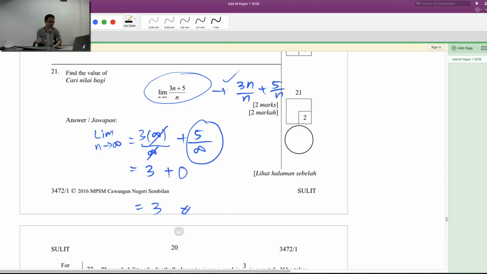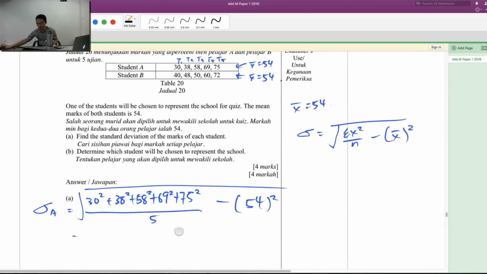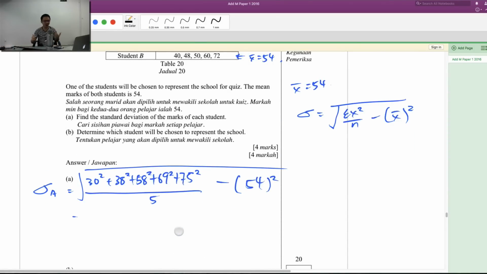How about if the question asks why student B? You asked about that just now, right? If the question asks why, you just say because it has the lower value of standard deviation. Or you can say the score of standard deviation is lower.